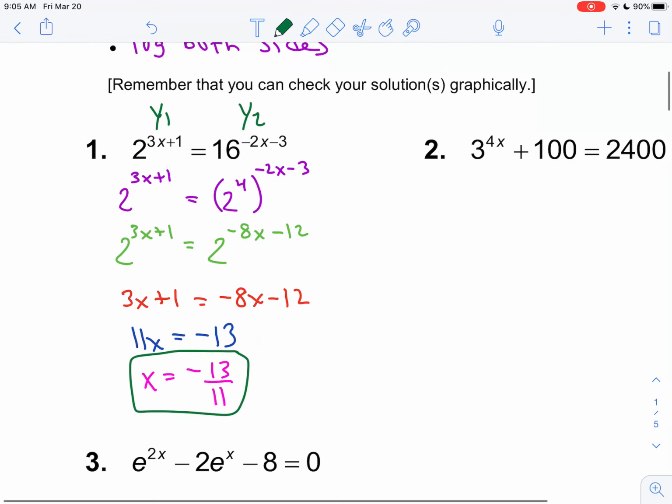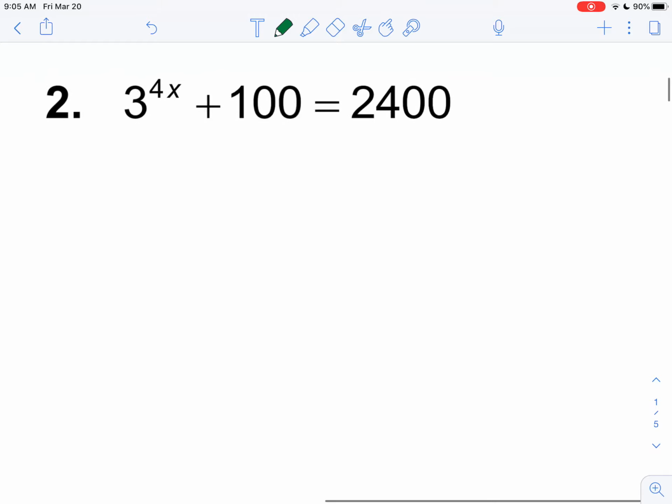All right, let's take a look at another example. Keep the party moving. That's what we're going to do. So you're going to subtract 100 from both sides. And now you can try all day to find 2300 as a power of 3, but it is not a power of 3, and so this same base option doesn't work. It's really not an option.